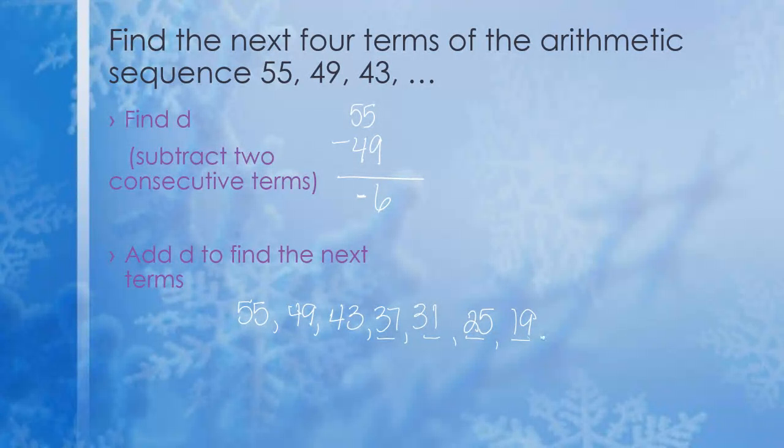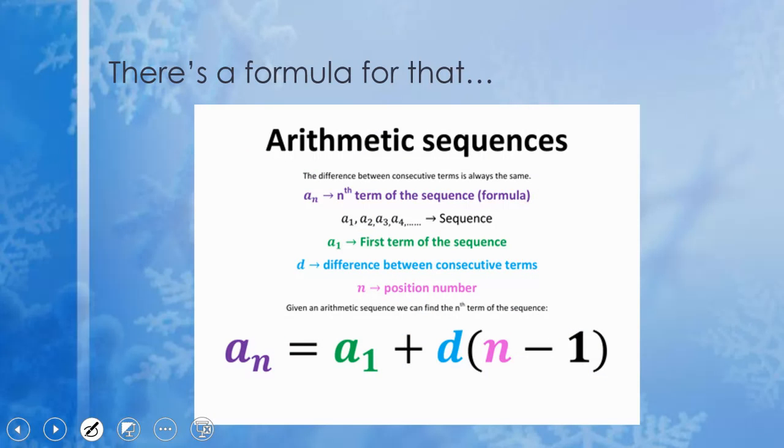Now, obviously, this could continue going on forever. We could just keep subtracting 6, keep subtracting 6. Find your D value, and it can be positive or negative. Positive would be going up, negative would be going down, and then apply that to the next terms to get your sequence. There is a formula, okay? And so for arithmetic sequences, the formula is shown here. a sub n is equal to a sub 1 plus d times n minus 1.